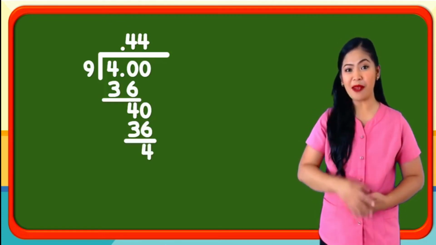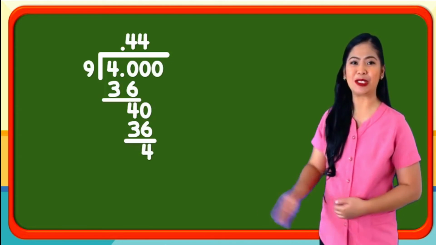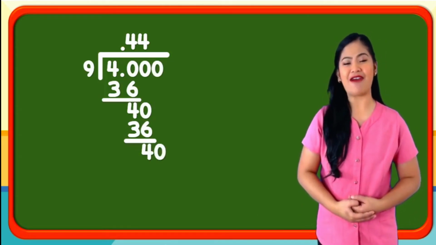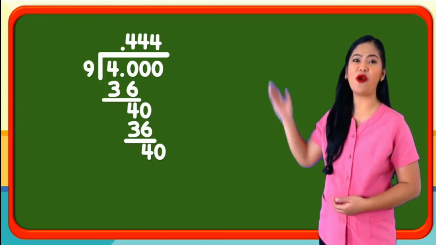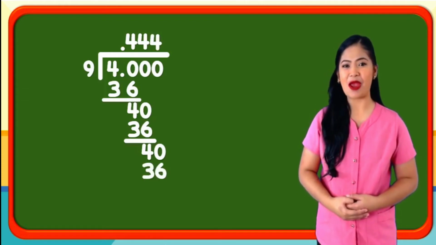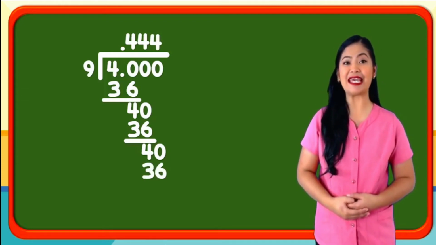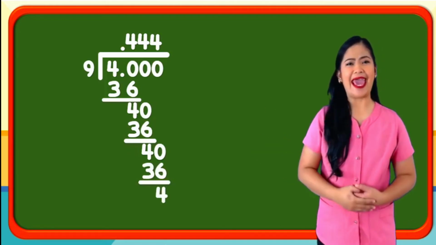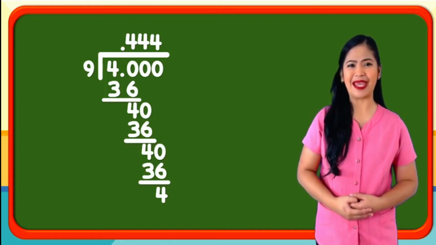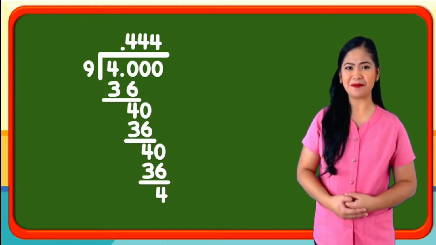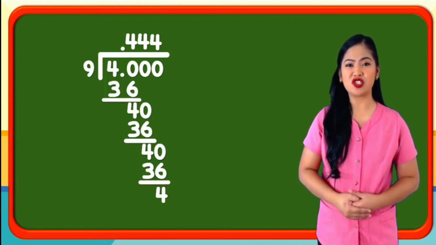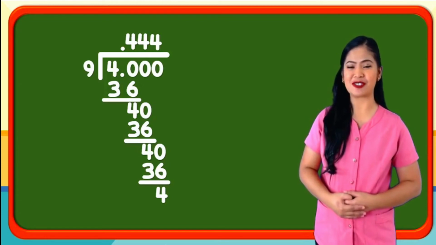Let us annex one more 0 and bring down. So again, we have 40. 40 divided by 9 is again 4. 4 times 9 is 36. 40 minus 36 is again 4. And if we annex another 0, it will be 40 again. Can you notice a pattern this time? Correct! If we continue writing zeros, it will just repeat the same answers.